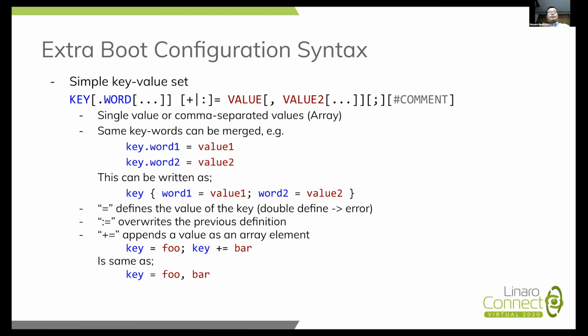And if you use a colon equal, this one overrides the previous definition, so that you can change the previous definition. And also, plus equal means append the value as an array element. So the key equal foo and the key plus equal bar means that the key equals foo, comma, bar. So it becomes an array.